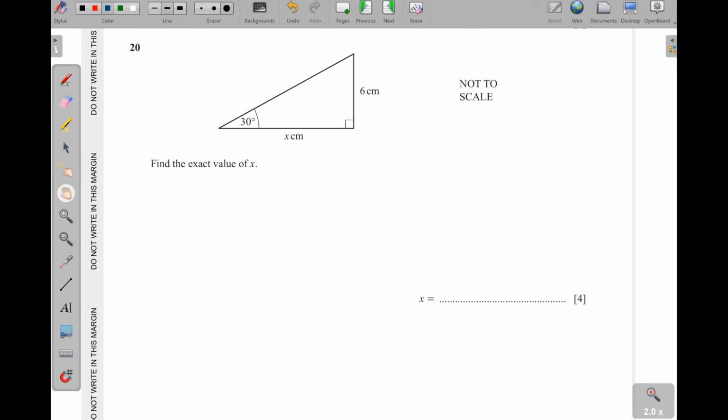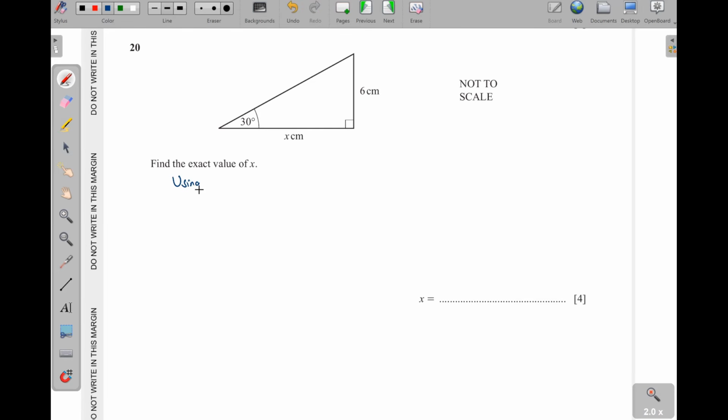Then question 20, find the exact value of x. This one is a right angled triangle. So for a right angled triangle, we use 2 principles here. One is the Pythagoras theorem if we are only dealing with the sides. And then we have SOHCAHTOA if we have an angle involved. So we have an angle here involved.